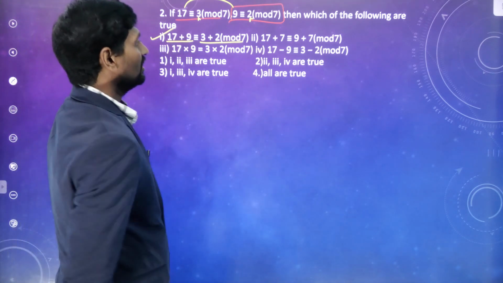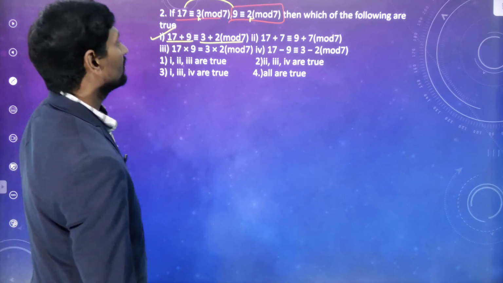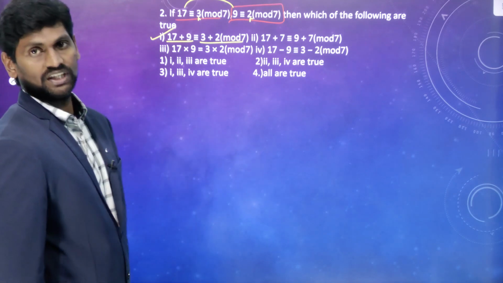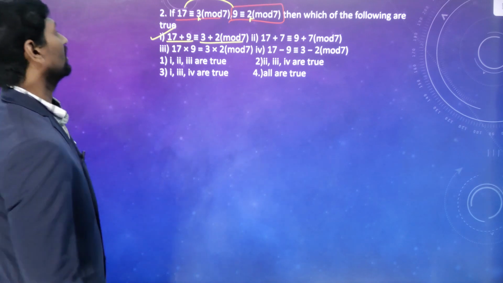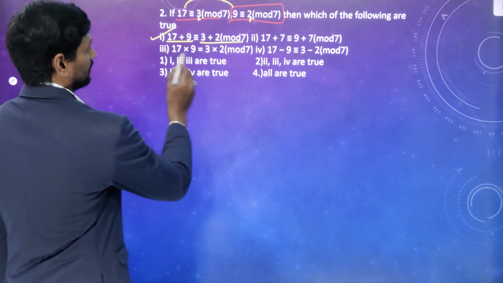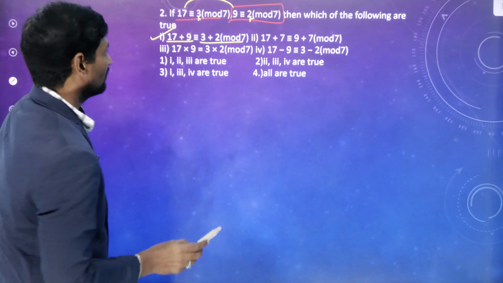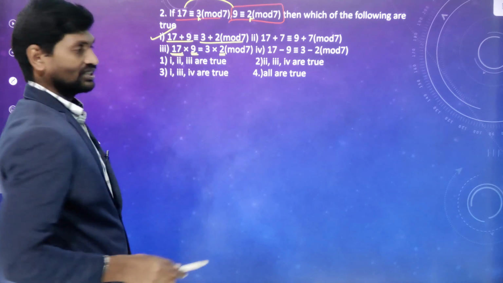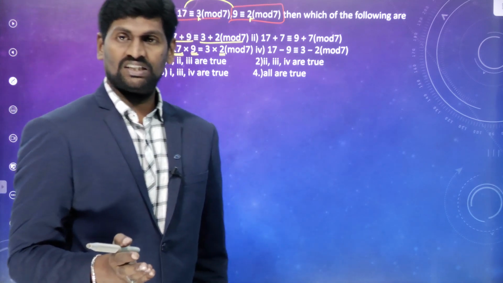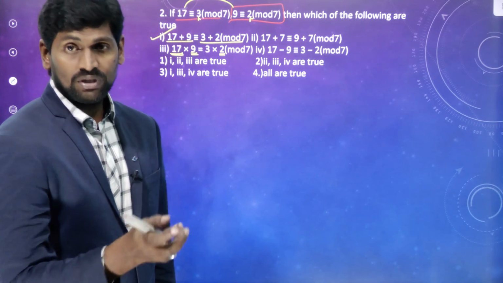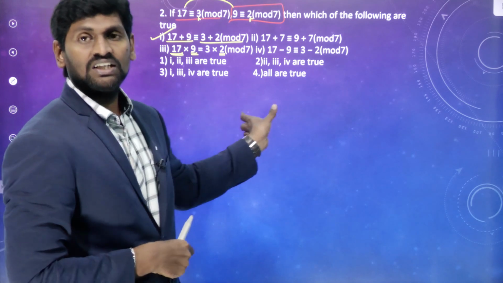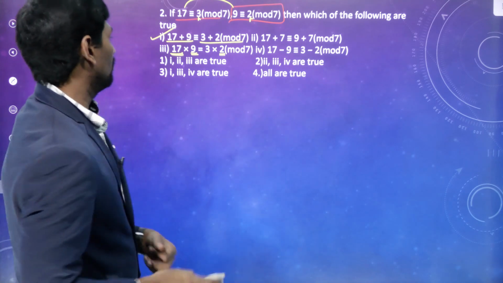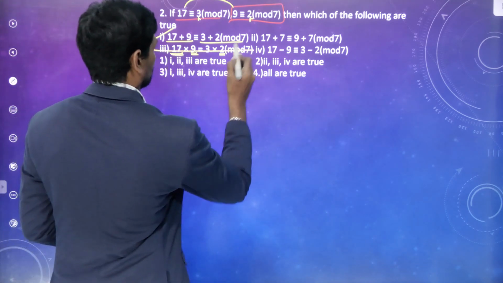17 plus 7, 9 plus 7. That means one constant you are adding to both sides. Let us see the third one. 17 into 9, 3 into 9. That means while you are applying multiplication with an integer, you have to multiply with the same number. The left side is multiplied with 9, but the right side is multiplied with 2. The third one is not our answer.